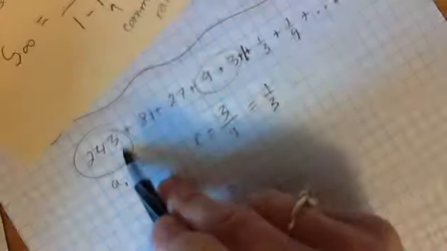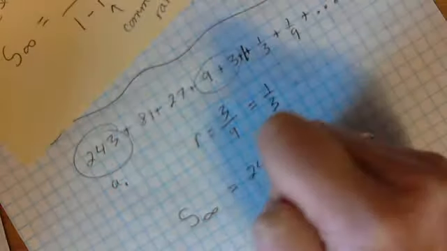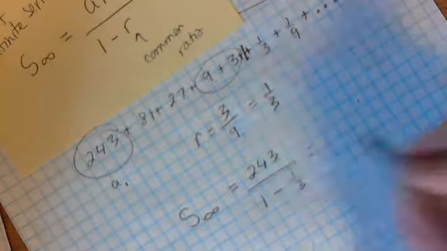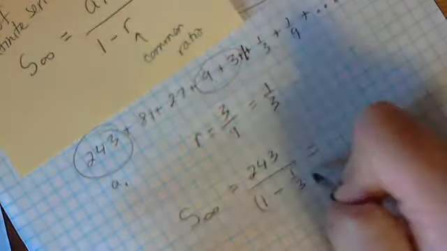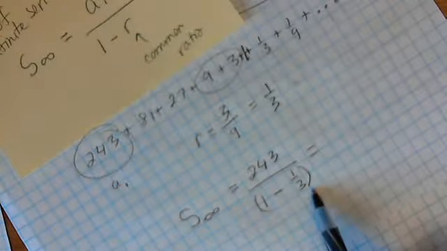So S sub infinity, meaning I'm finding the sum of an infinite number of these terms in the series. a sub 1 is 243, divided by 1 minus my common ratio, 1/3. What a simple formula. So much easier than the last one. Alright, I can put this all in my calculator at once if I put parentheses around this. But if you have any fraction sense at all, 1 minus a third is 2/3.